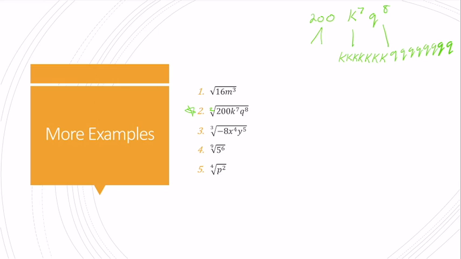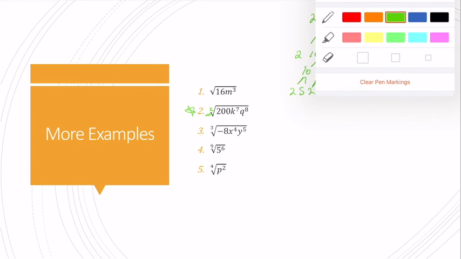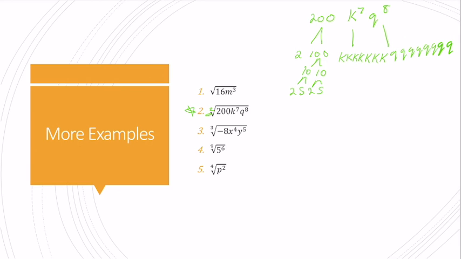And then 200 factors into a 2 and a 100, which factors into a 10 and a 10, a 2 and a 5, a 2 and a 5. And since I'm looking for the square root, I need to collect all of the squares. So let's circle those. Well, I'm going to start with my constant first, not my variable. So I've got 2 2's, I've got 2 5's, and then I have a 2 left over. Then here I have 2 k's, 2 k's, 2 k's, and 1 k left over. And here I have 1, 2, 3, 4, 5, 6, 7, 8. So I have 4 sets of q squared.